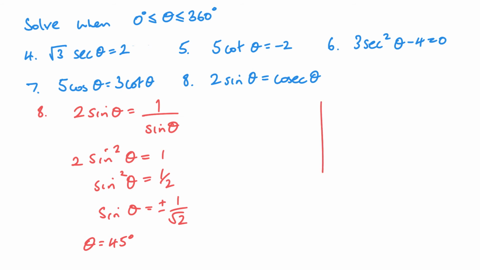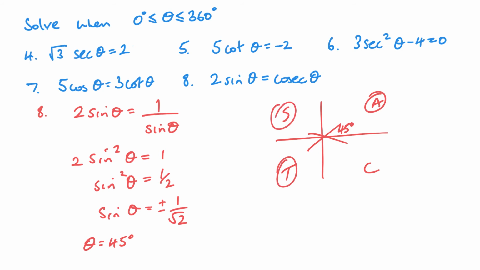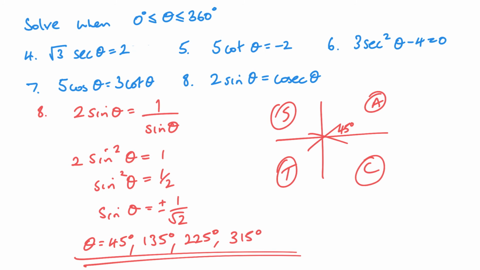Then using my CAST rule, or method I suppose more than a rule, we've got 45 degrees in there, and we want positive and negative, so we want all 4 quadrants. So 180 minus 45, 180 plus 45, and 360 minus 45. And there we have it, 4 angles.